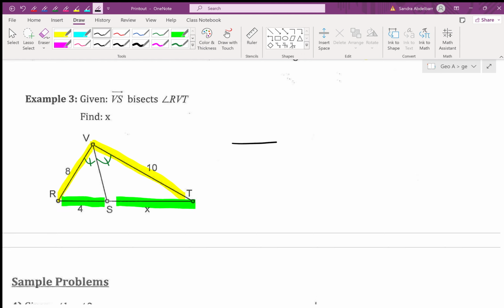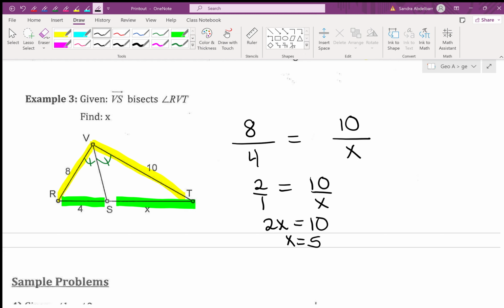And we can now set a proportion. I could do either 8 over 10 or 8 over 4. It really doesn't matter. What do you want to do, 8 over 10 or 8 over 4? 8 over 4? I wrote 8 over 4 equals 10 over x. Why did I choose 8 over 4 versus 8 over 10? Because it's just an easier number. It's 2 over 1, right? Equals 10 over x. Cross multiply, we get 2x equals 10, so x is equal to 5. That's what the angle bisector theorem does for us.